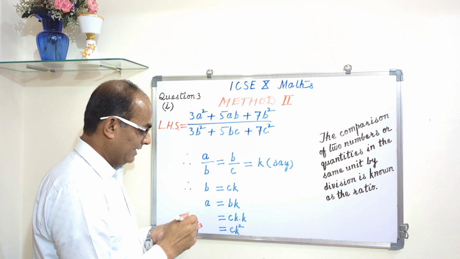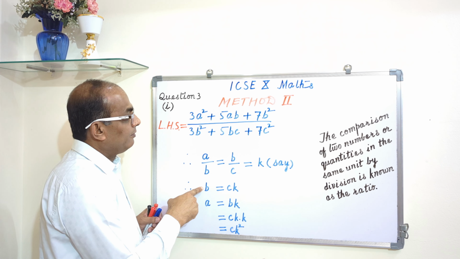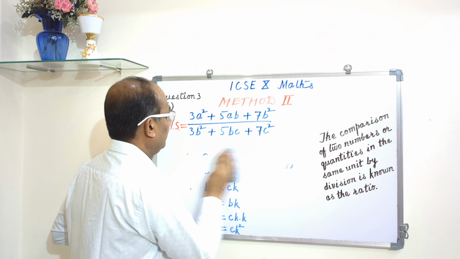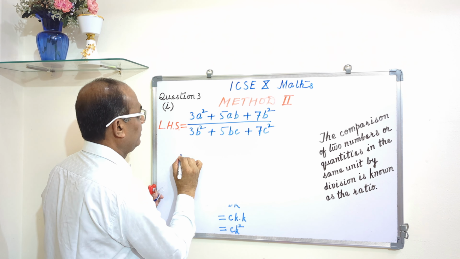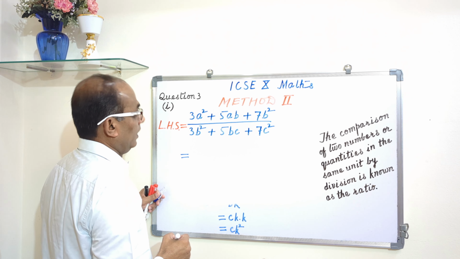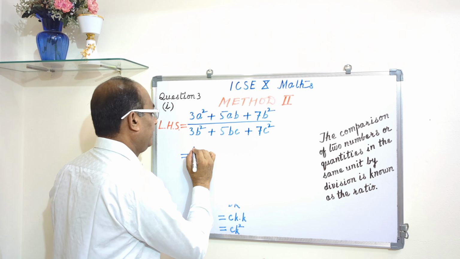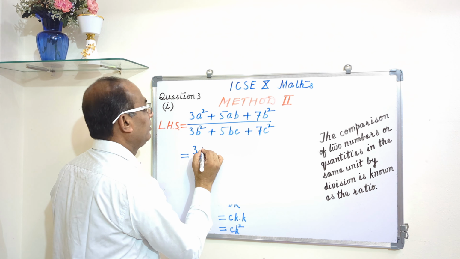Alright. So again LHS is equal to. Fine. So please remember, B is equal to CK and A is equal to CK square. Now again LHS is equal to how much? A is equal to how much? CK square. Alright. So 3, in place of A, CK square, and that whole square.